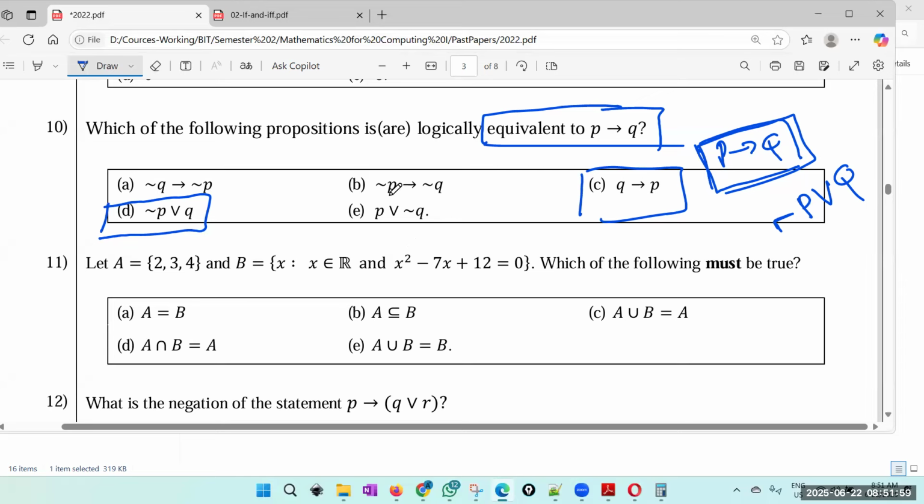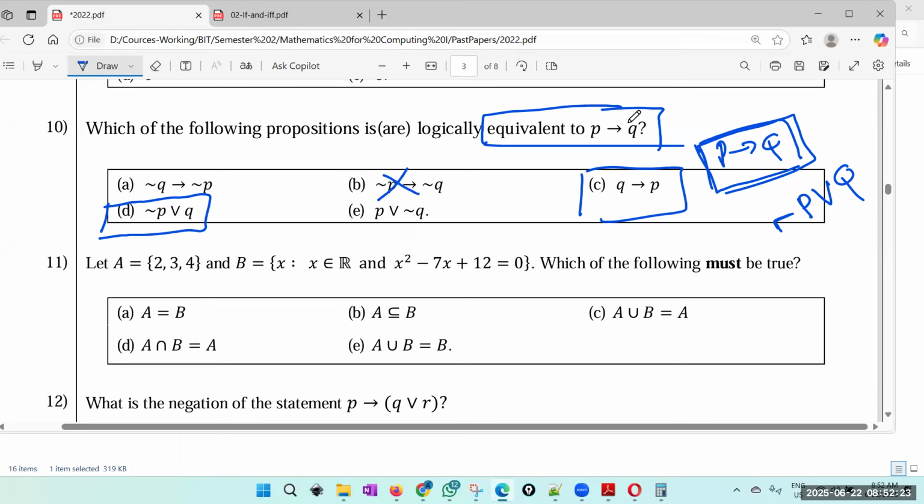So can we say that not P implies not Q? No. Just because P has not happened, we can't say Q has not happened, because Q can happen for many other reasons also. This is not if and only if. So Q can happen without P happening. Therefore, this is definitely a no for me.